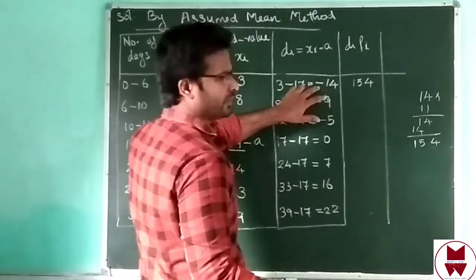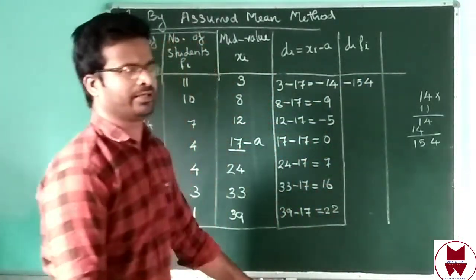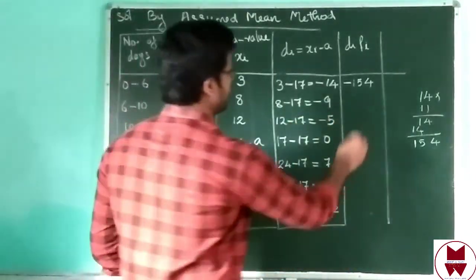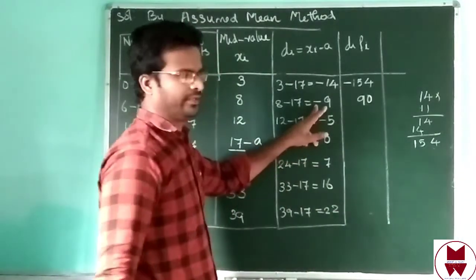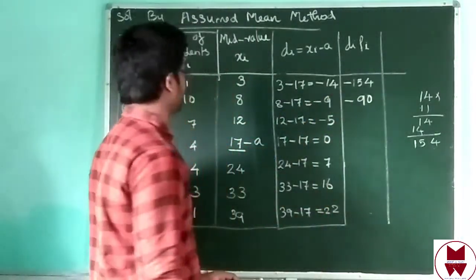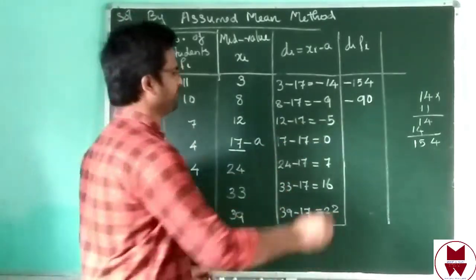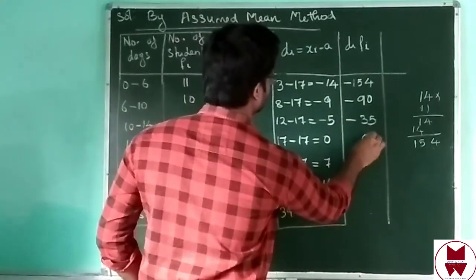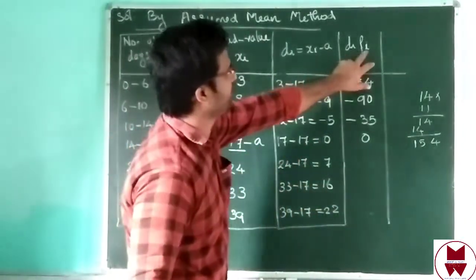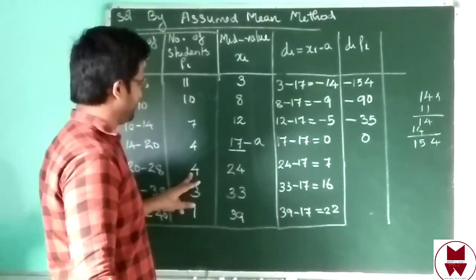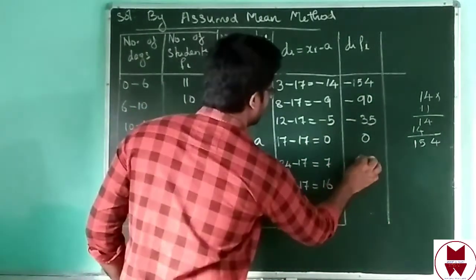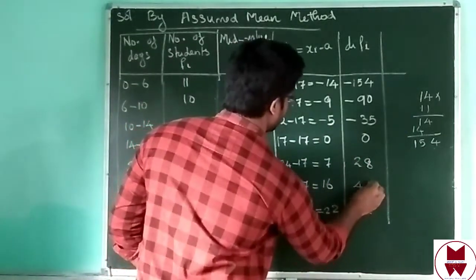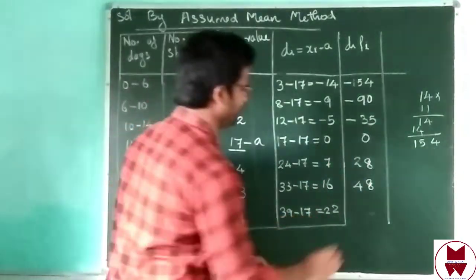154. This is minus 14, that's why we have to write minus 154. The next, 10 into 9, 90. In here minus 9, that's why minus 90. Then 7 into minus 5, minus 35. 4 into 0, 0. Keep in mind, di into fi. Then 4 into 7, 28. 3 into 16, 48. 1 into 22, 22.